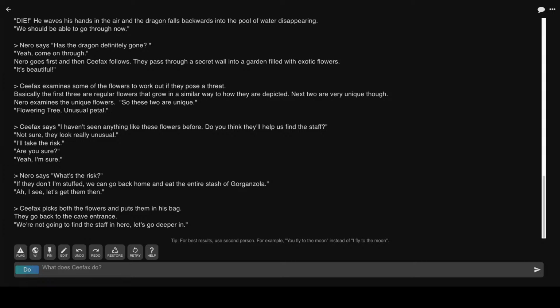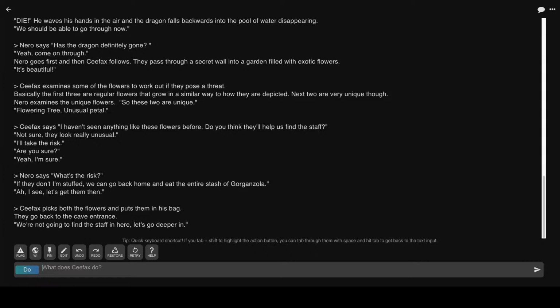We're not going to find the staff in here. Let's go deeper. Right, so they've returned. So they've been into the cave, gone to the garden, found the flowers, have exited the cave, decided that the staff's not going to be in there, but have decided that the staff is going to be in there. I'm wondering if the AI thinks that the cave has multiple paths and we've explored one path.